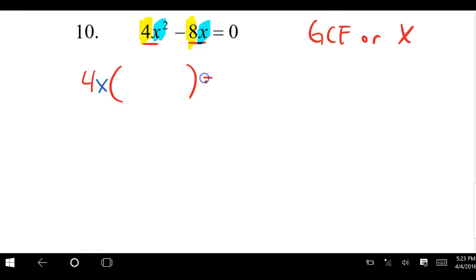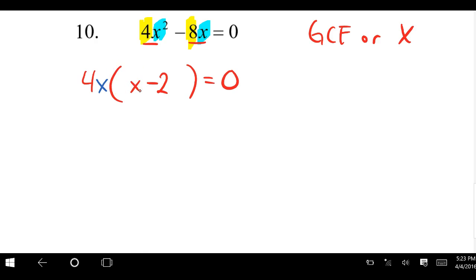So now, let's write in the rest of our factor here. 4 times what equals 4? That's just 1. And then x times what equals x squared? Well, we need to multiply x times x to get x squared. Then we write minus. Then 4 times what equals 8? 2. Then x times what equals x? Well, it's just 1. But we don't need to multiply times 1, so again, we don't need this one really either.